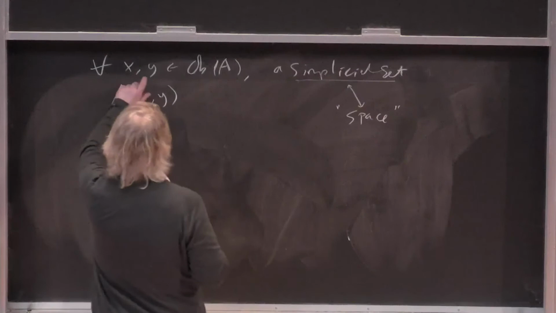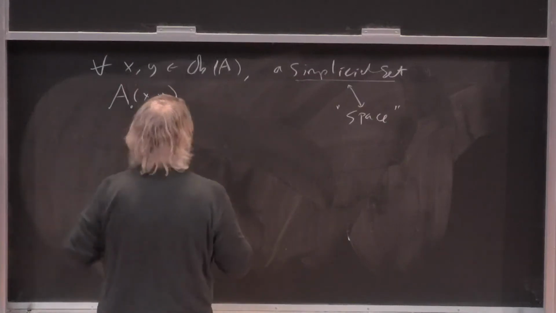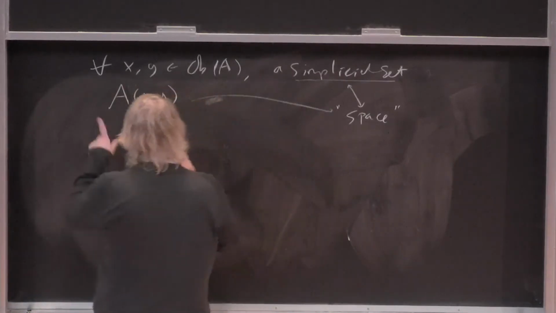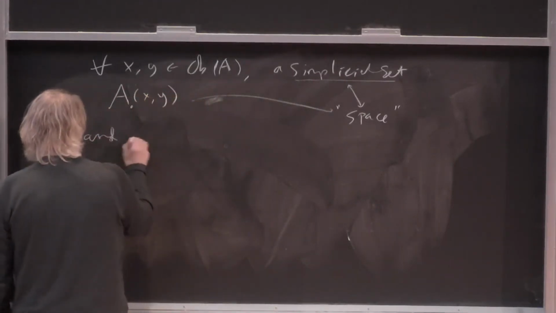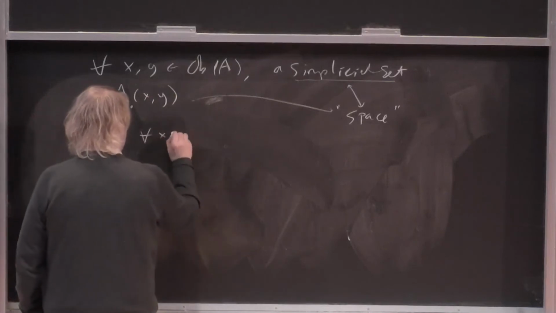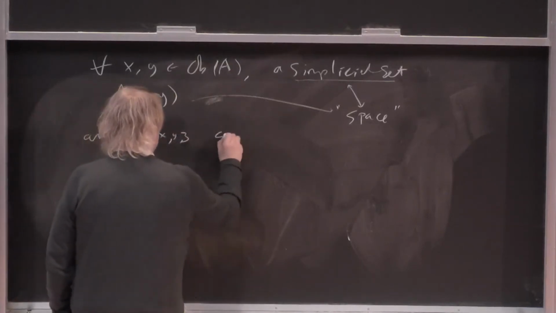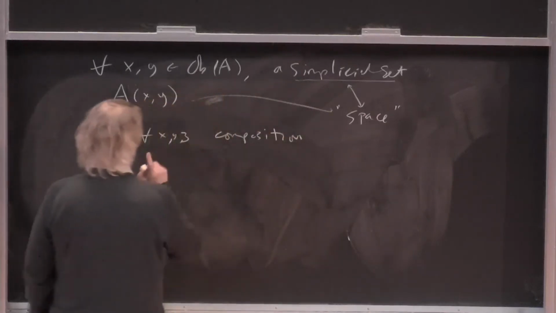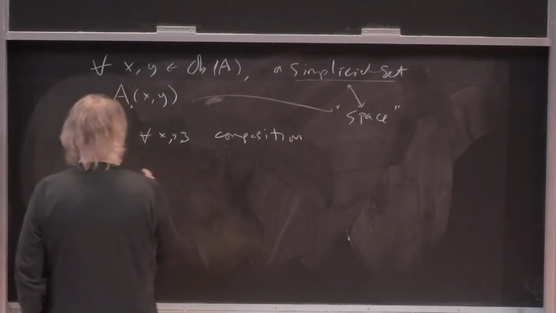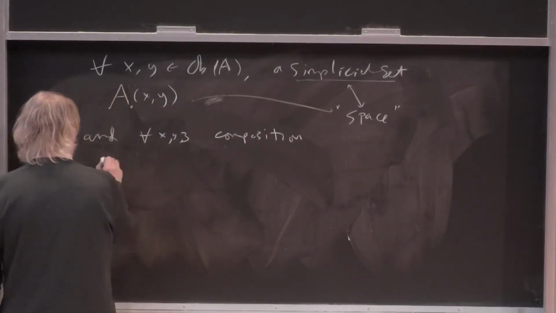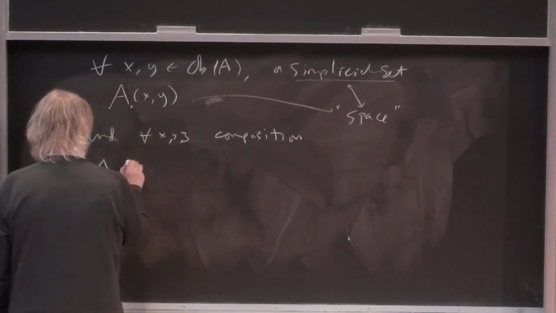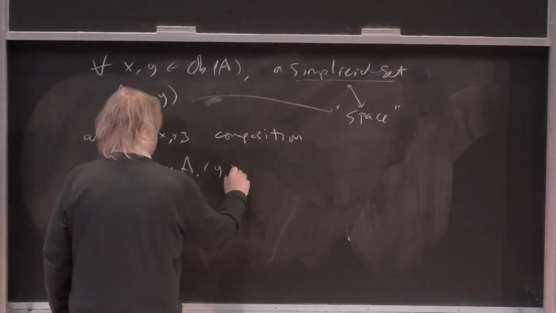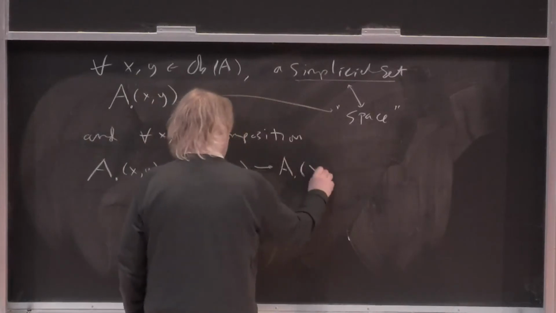So for any two elements of the objects, we have a space. Okay. So let's just think of that as a space. And for all x, y, z, we have composition. I'm not going to write on the board the thing about the identities. There's some identities in there too, but basically composition, which is a map of simplicial sets, A dot of xy cross A dot of yz into A dot of xz.